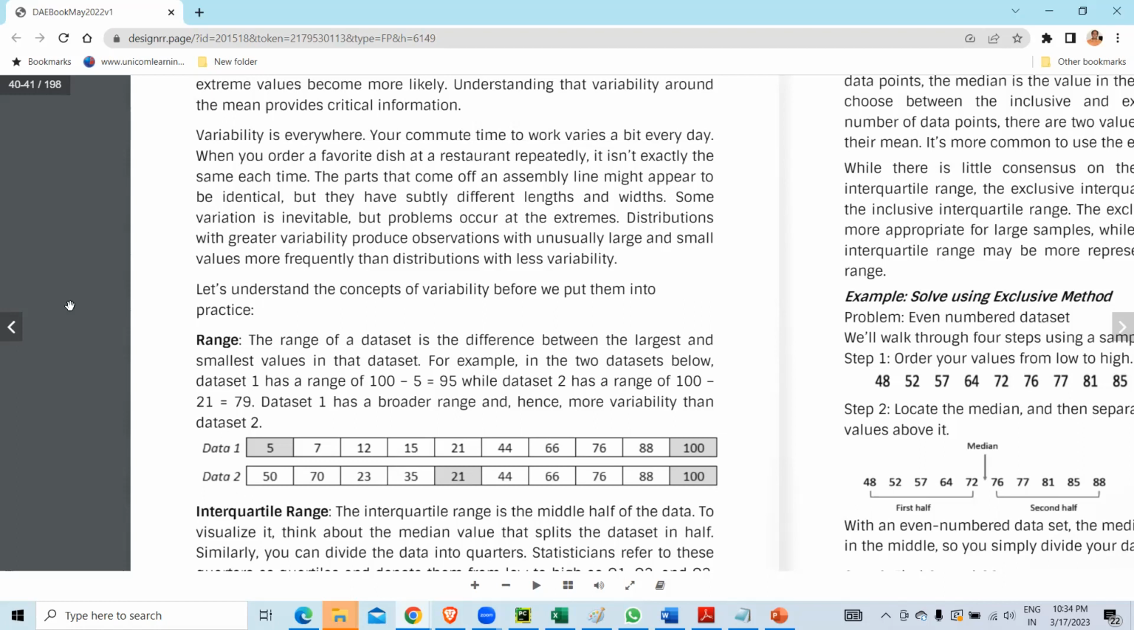So let's say I take this data 1 and data 2. Data 1 range is 100 minus 5, 95. And data 2 range is 100 minus 21, 79. Which has the highest range? Data 1 has the highest range. Now you tell me, is it good or bad? High range is bad. Because in the example of 8 o'clock and 10, 11 o'clock, a high range of 2 hours, 3 hours is not good. Our class itself is 1 hour. How can you be late by 1 hour, or early by 1 hour?